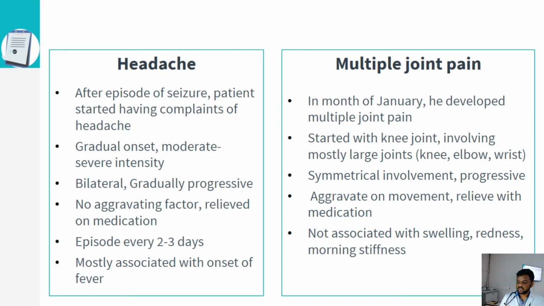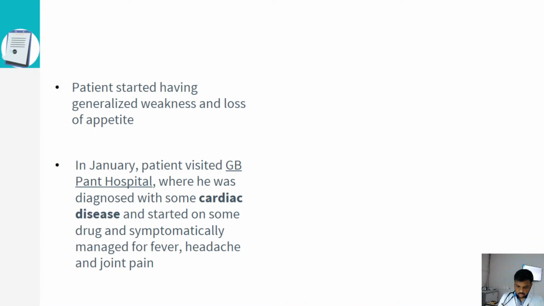In month of January, in the starting, he developed multiple joint pains. Started with knee joint, involving mostly large joints, that are bilateral knee, elbow, and wrist. It was symmetrical involvement, which was progressive, and aggravated on movement, relief with medication. There was no association with swelling, redness, or morning stiffness of the joints involved. So, in these 2 months, patient has generalized weakness and loss of appetite.